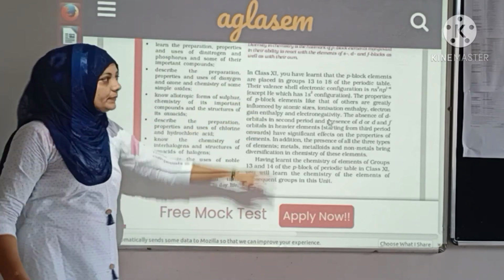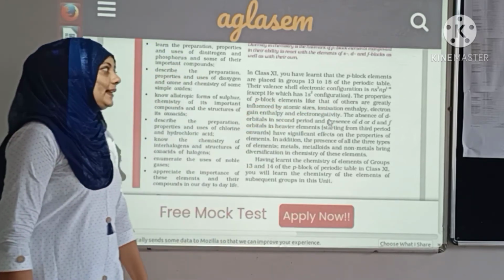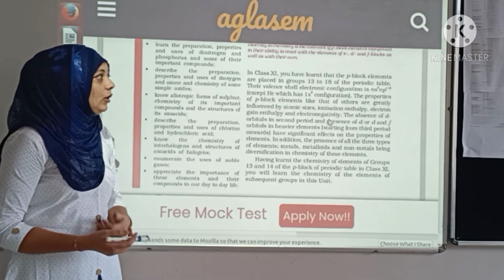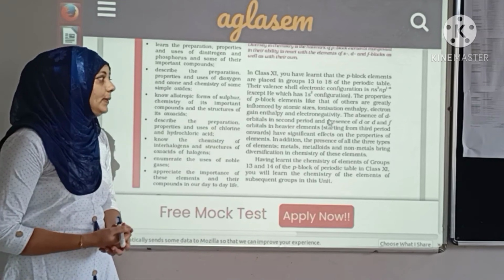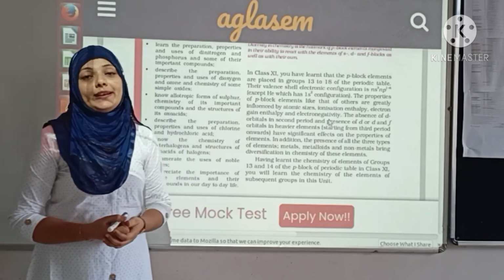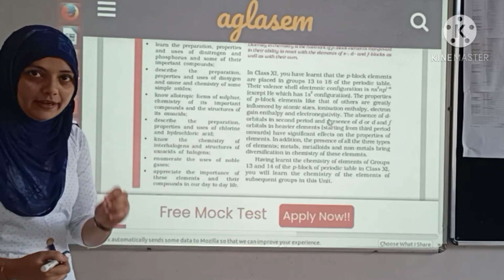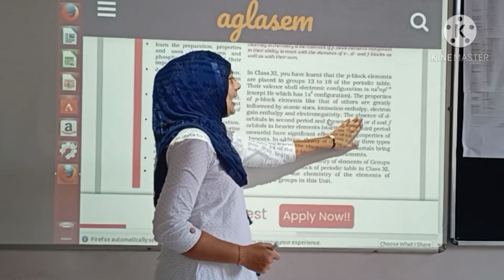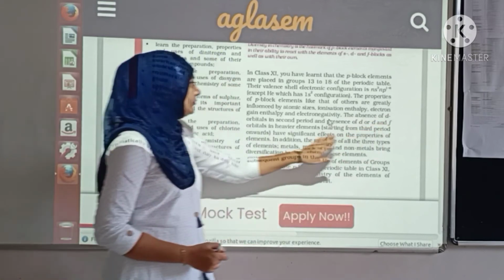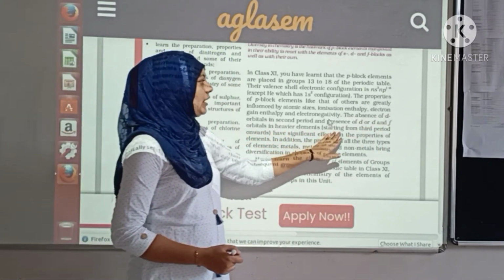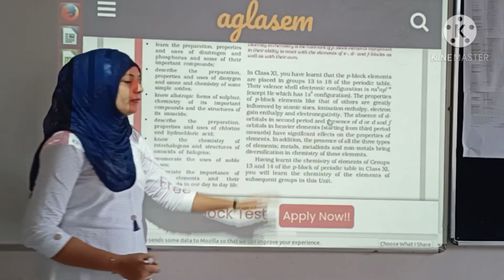Now dear student, the properties of the P block elements are greatly influenced by atomic size, ionization enthalpy, electron gain enthalpy and electronegativity. These are the important characteristics which you need to know about the elements present in the P subset. The absence of d orbitals in the second period, and the presence of d and f orbitals in heavier elements starting from the third period onwards, have a significant effect on the properties of the elements.